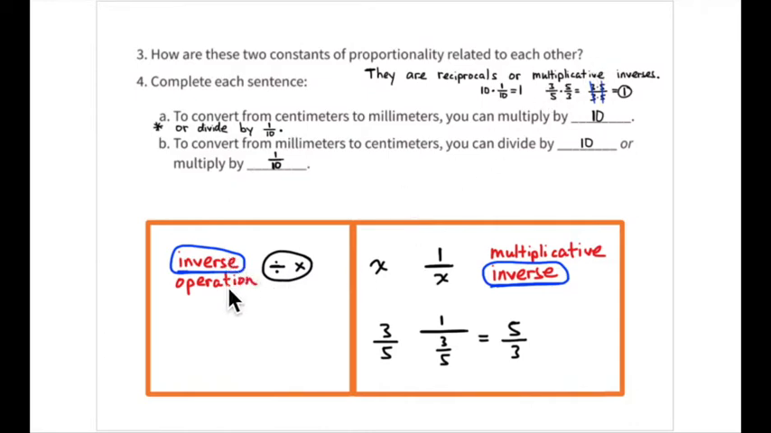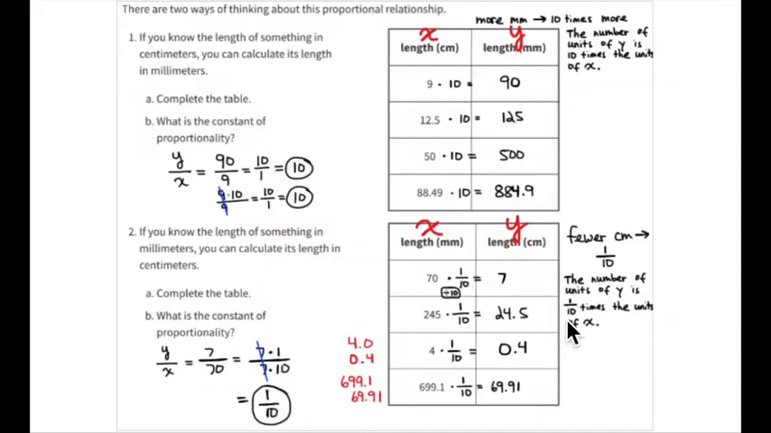So you have inverse operations, and you have multiplicative inverses, and figuring out what the constant of proportionality is, and pretty soon you just look at it as y divided by x. But what you're figuring out is how many times does x go into y. In this case it's 10 times. In this case it's 1/10. How many times does that x go into that 7? Just 1/10 times.